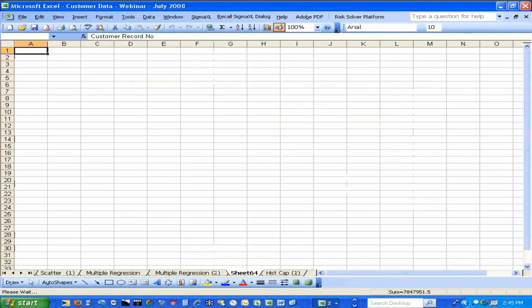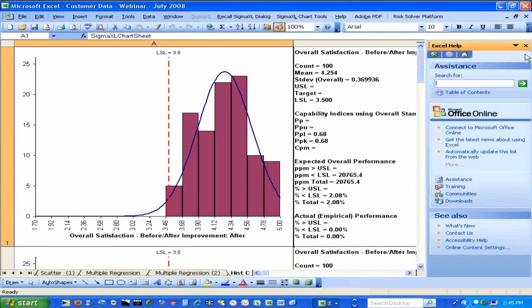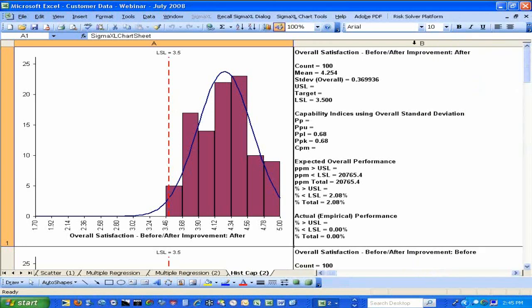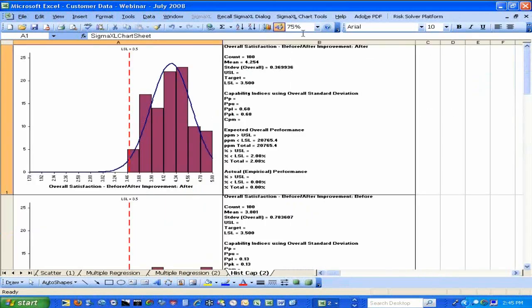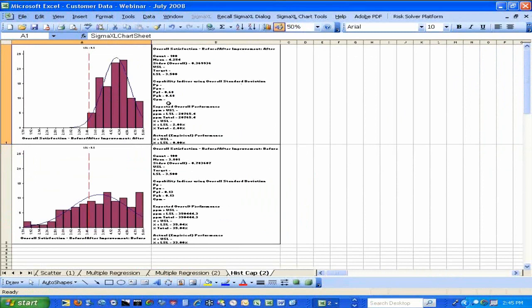and let me shrink that down so that we can see it more readily. Get that down more. Okay, so here, this was the before, and this is the after. So again, visually with the histograms, you get a nice, obvious improvement in the process.